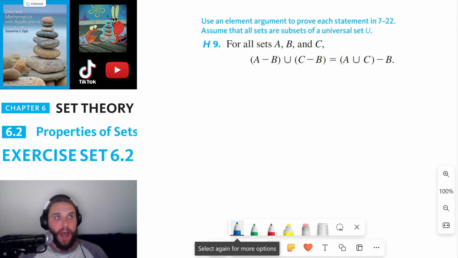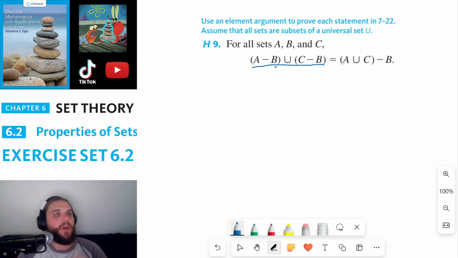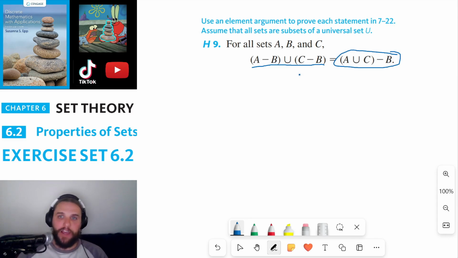Now, when they say use an element argument, what they mean is that we want to start with an element from this first set, and it's going to be an arbitrary element. We don't know what the element is, but we don't need to know in order to prove that that element must therefore also be in the second set, thereby proving universally that everything in this first set must be in the second set. The other thing we have to show is that everything in the second set must be in the first set.